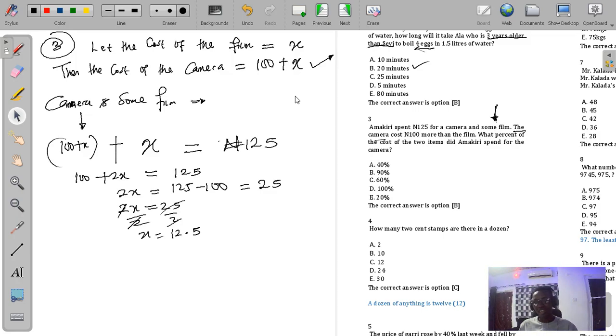So if you want to find the percentage of the cost of the two items, what percentage of the cost of the two items did Amakuri spend for the camera? So how are you going to deal with this? We are dealing with the cost of the two items. That means I'll add the two together. This is it here. That's 125 naira, right? Yes. What percentage? I think this is how we used to deal with percentage. They are referring to the camera itself.